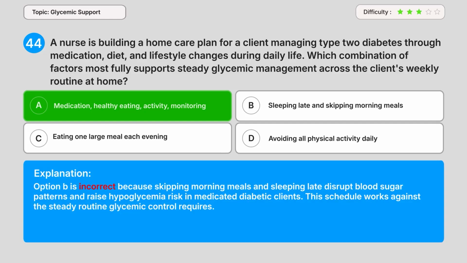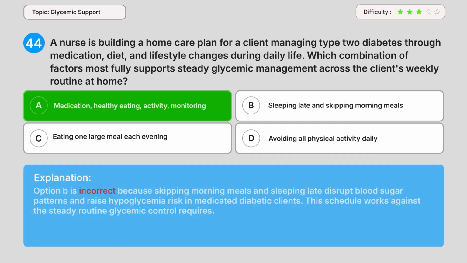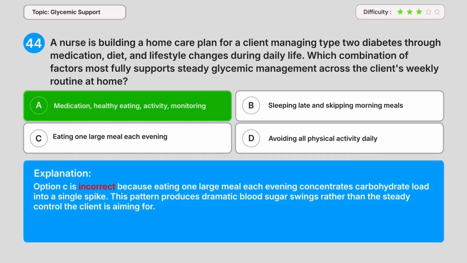Option B is incorrect because skipping morning meals and sleeping late disrupt blood sugar patterns and raise hypoglycemia risk in medicated diabetic clients. This schedule works against the steady routine glycemic control requires. Option C is incorrect because eating one large meal each evening concentrates carbohydrate load into a single spike. This pattern produces dramatic blood sugar swings rather than the steady control the client is aiming for.